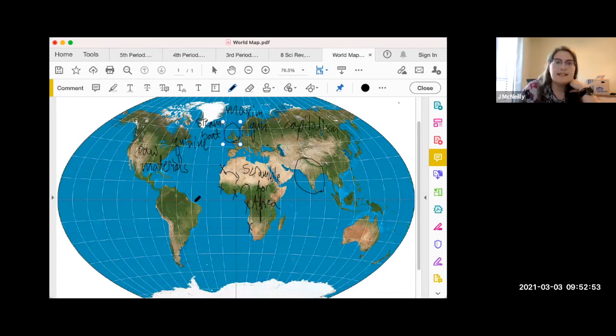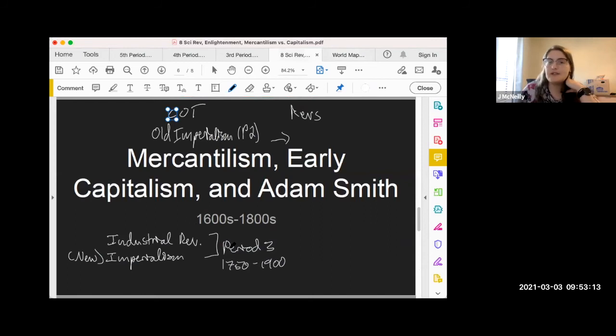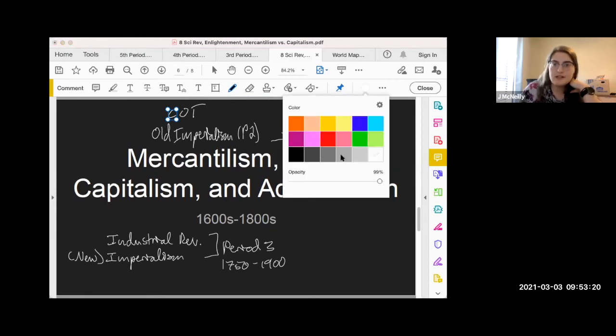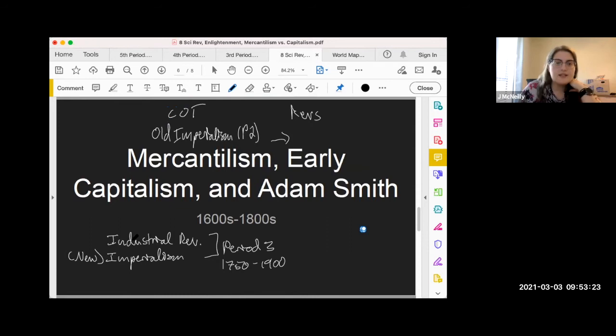So now, instead of raw materials coming from the New World to the mother countries, now the mother countries have established new colonies in the Old World that supplies them with the raw materials for their industrial revolution. Okay, so we see a lot of changes from period 2 into period 3. Make sure that you keep note of the difference between old imperialism, which is the New World, and new imperialism, which is the Old World. Does that make sense so far?